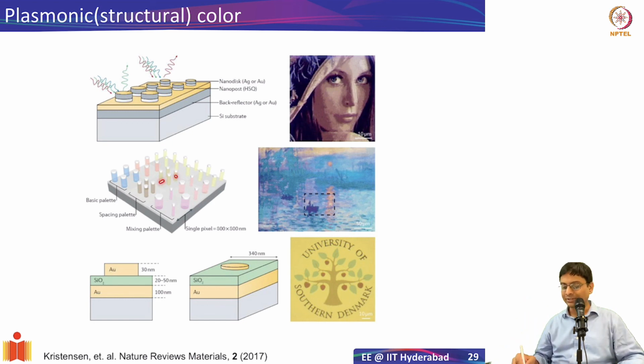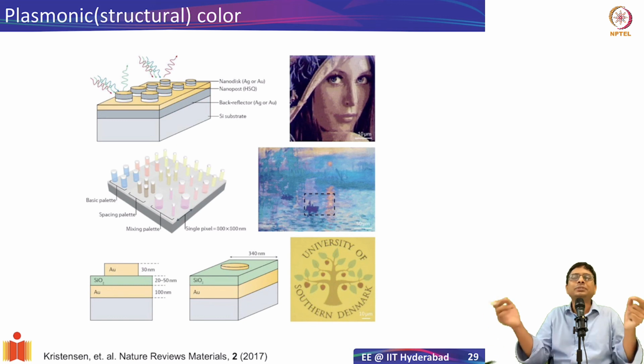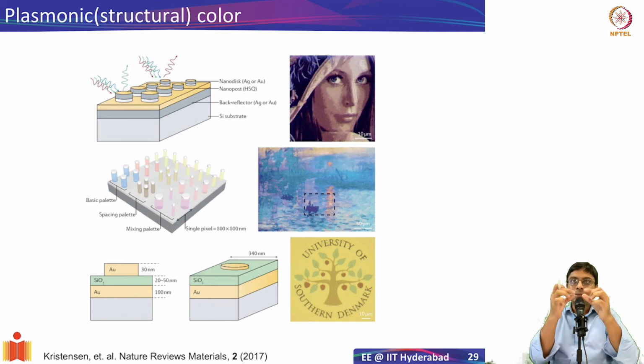So you can create structures and you can make pixels out of this. Let's say if I have a periodicity of 20 microns, I'll get some color. If I have a periodicity of 10 microns, I'll get another color. So I can create pixels with varying structural features, and then eventually I'll get colors. And that's the beautiful color images. This is, I think, Lena, and then this is some other painting. I'm not sure what it was. Monets or something they call it, I think. Anyway, and then University of Southern Denmark.